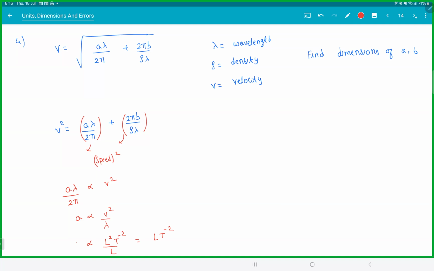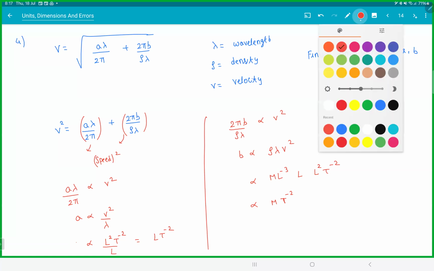What, will m come or not come? Next thing, same thing, 2 pi b by rho lambda is also v square. So b is proportional to rho lambda v square. That is density, which is mass by volume, m L minus 3, and this is the length, and this is L square t minus 2. M t minus 2. L did not come. Or did I mess up somewhere? Right? Yeah, you got it, Niharika. Others? Clear with this? Easy one.